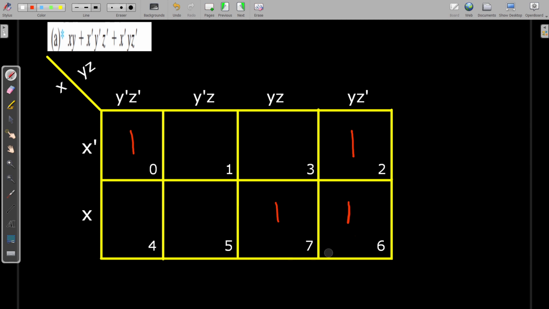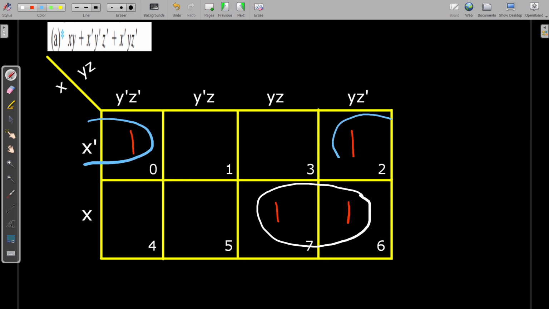Next step is to combine the ones, isn't it? It is very easy for us to combine them. So these two ones can be combined, and this one and this one can be combined as the second loop. So this is our first loop and this is our second loop.